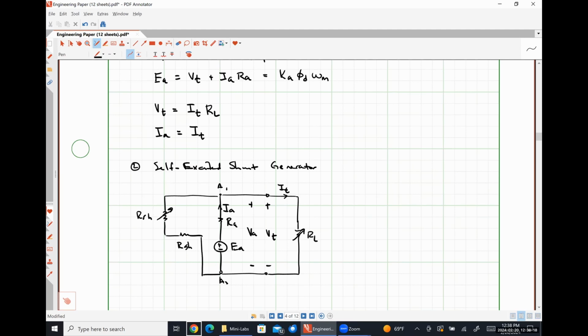And I didn't give myself a whole heck of a lot of room here, but there's my shaft rotating at an angular velocity of omega m. All right, so one other thing I need to put here, there is my field current in its direction.